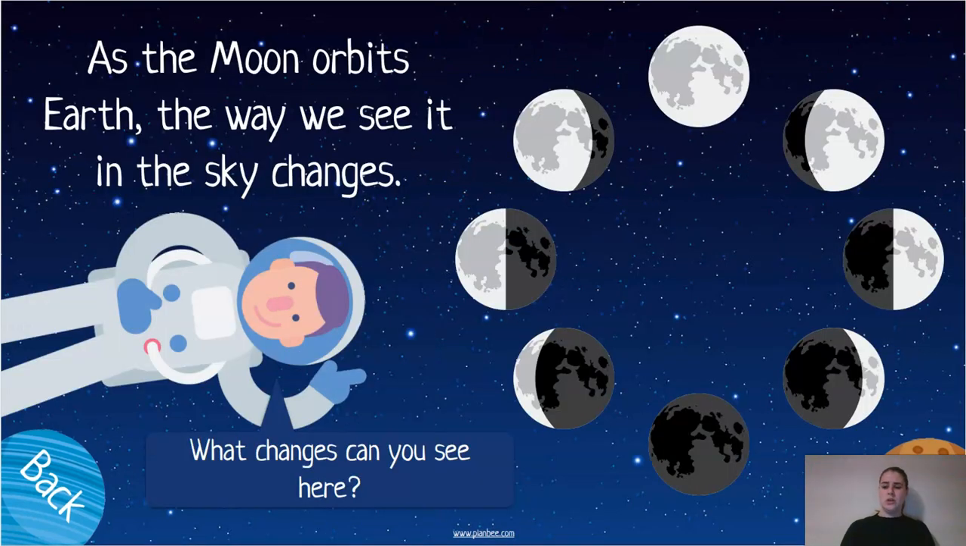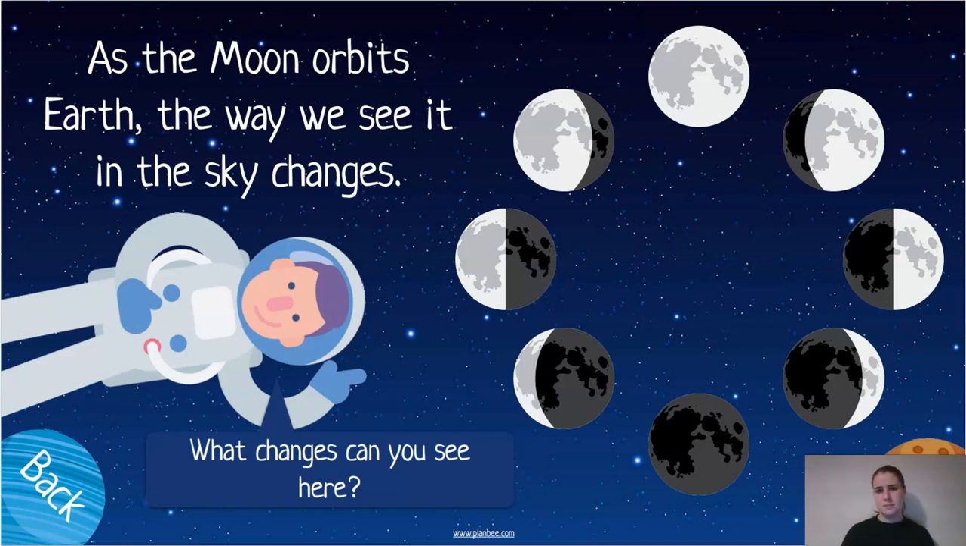When we look out at the sky at night, the moon doesn't always look the same. Sometimes it's getting bigger, sometimes the shape looks like it's getting smaller. As the moon orbits the Earth, we see it very differently in the sky. What do you notice about the changes here? Pause the video and have a think.